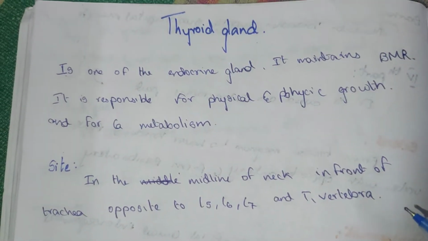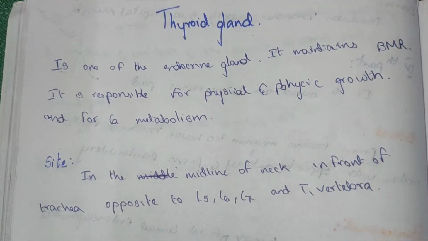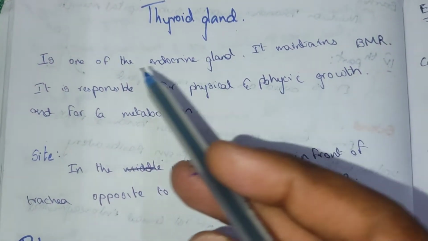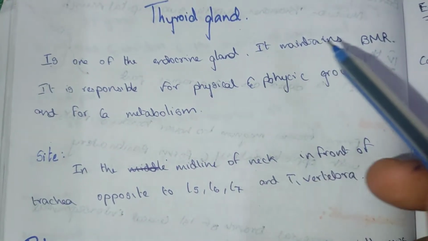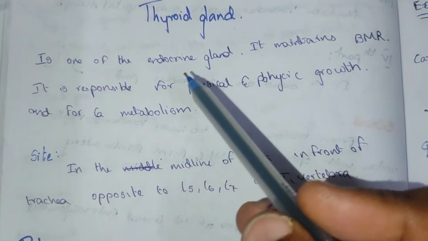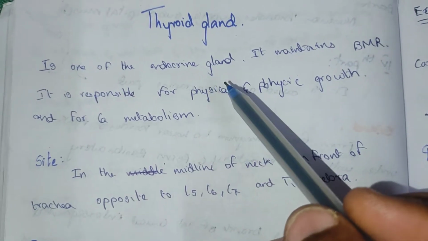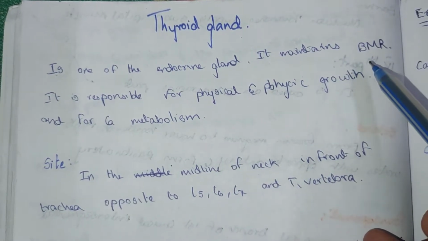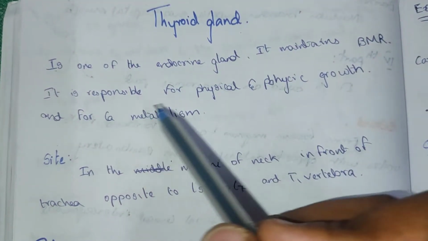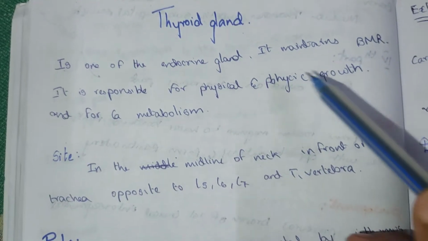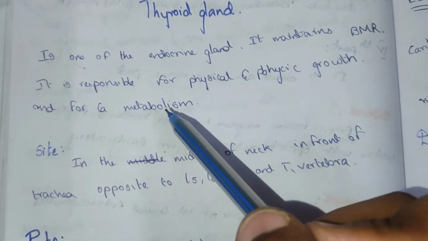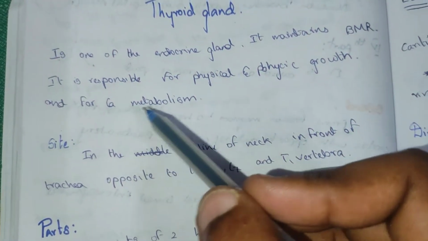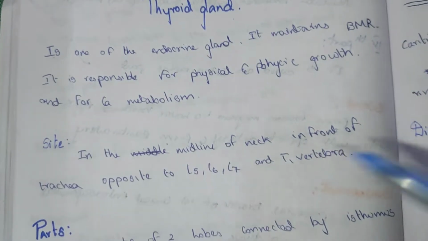In this video, we are going to see another important topic in anatomy, which is the thyroid gland. Let's see the introduction now. It is one of the endocrine glands. There are two types of gland, endocrine as well as exocrine. The thyroid is an endocrine gland, and it maintains BMR, which is basal metabolic rate. It is responsible for physical and physique growth and for calcium metabolism.